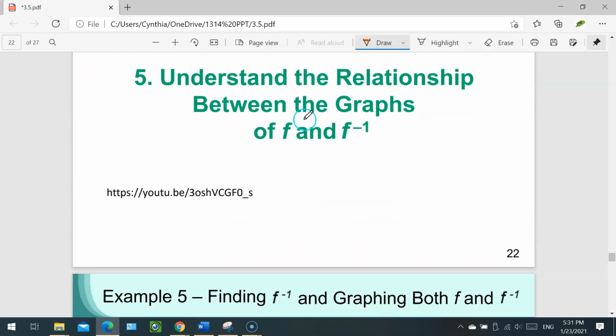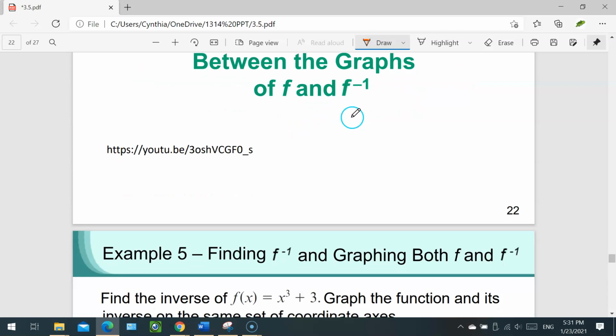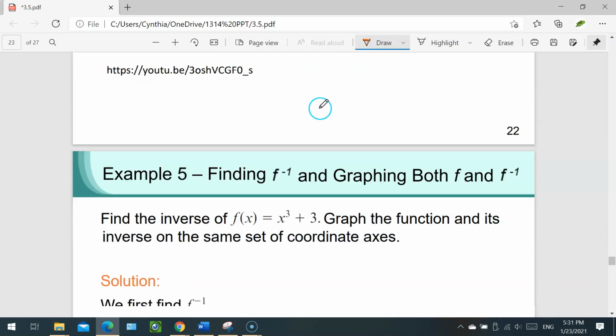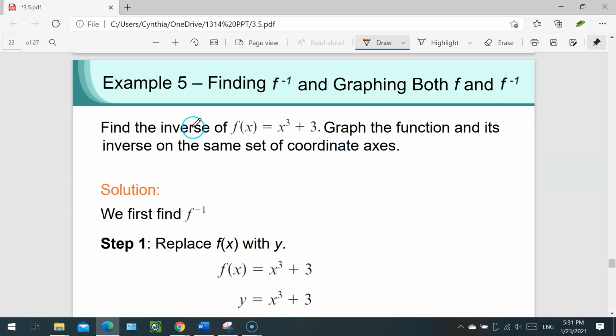Understand the relationship between the function, the graph of the function, and the function inverse. So find the inverse of this function. Graph the function and its inverse on the same set of coordinate axes. So this is a cube function plus 3. I'm going to sketch the graph. I think that's the easier way to identify it. X to the power 3 plus 3.